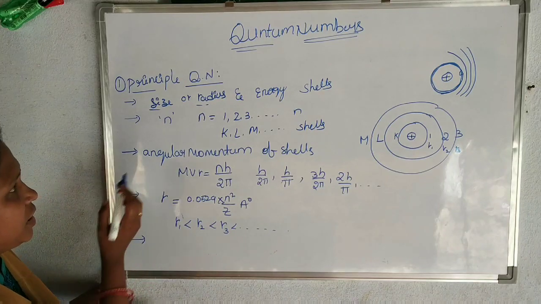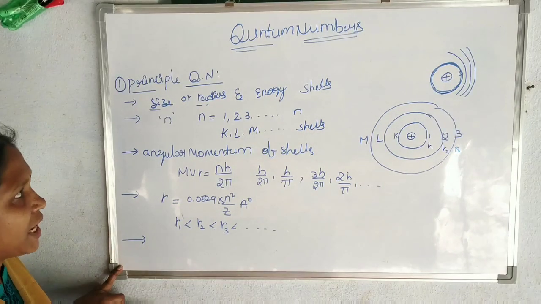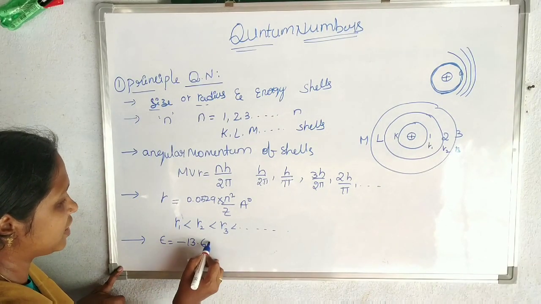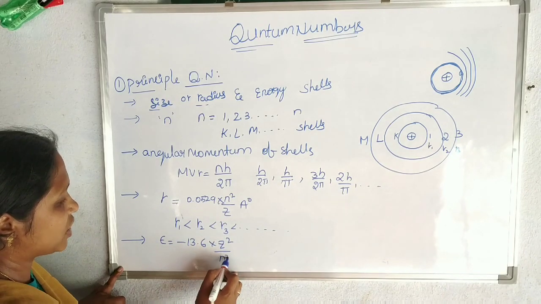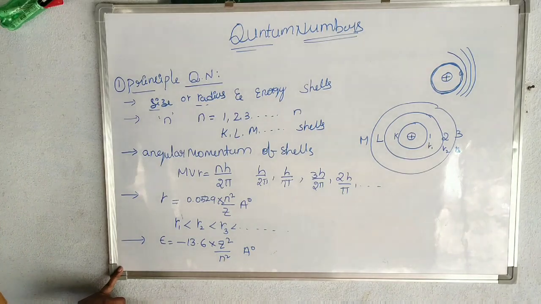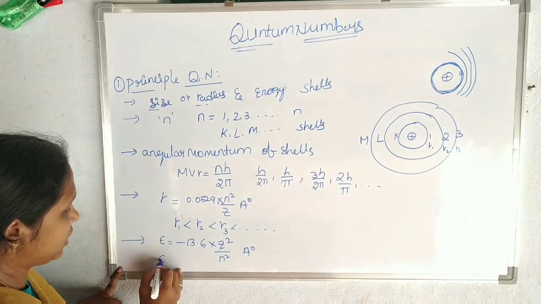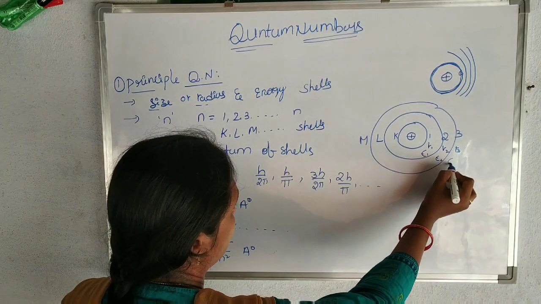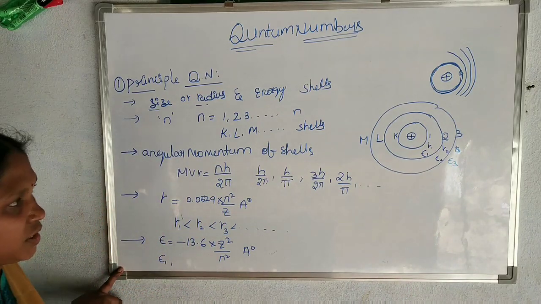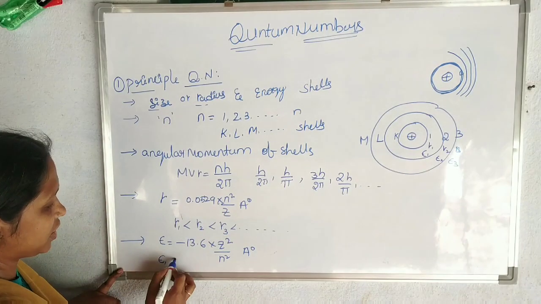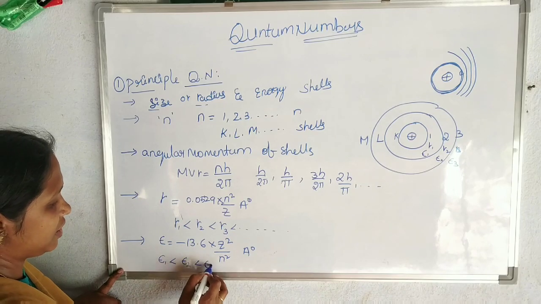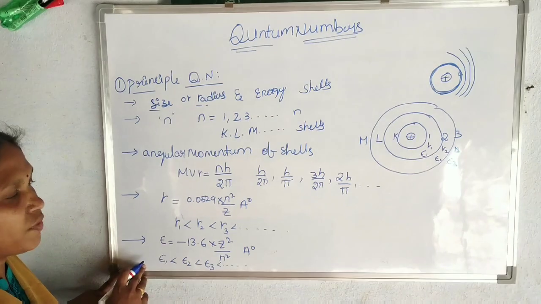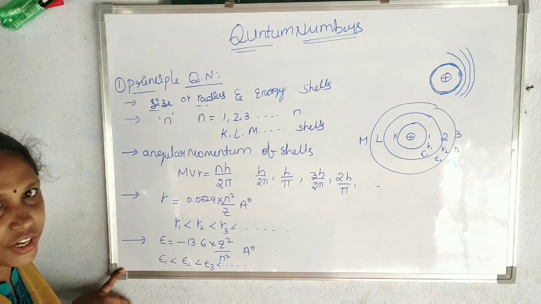Another one, the principal quantum number also explains the calculation of energy. So E is equal to minus 13.6 into Z square by n square. Here E1, E2, E3 are the energies of the first, second, third shells. So the order of energy is E1 is less than E2 is less than E3, and so on. Energy increases from the first level to the nth level, like the radius.